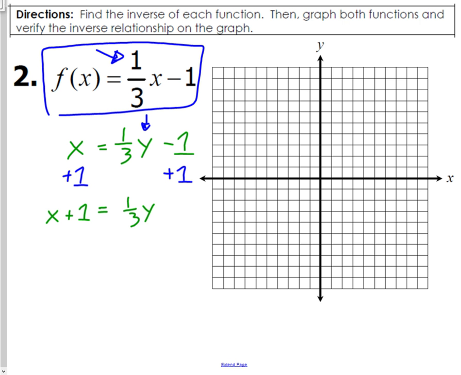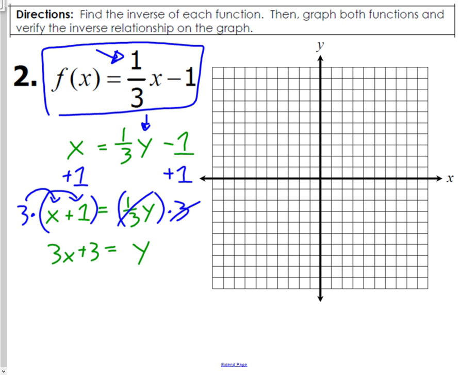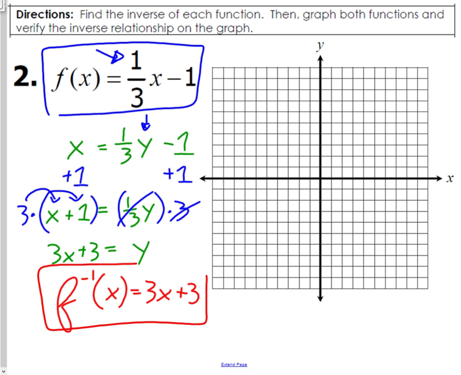A couple of ways you can get rid of that 1/3. Probably the quickest is just to multiply both sides of this equation by 3. Multiplying both sides by 3, well, 1/3 times 3, those cancel. On the left, there's a bit of a distributive property, and that'll leave us with 3x plus 3 equals y. If we wanted to write that in function notation, it would be f inverse, because this is an inverse function, or at least that's what I'm claiming. F inverse equals 3x plus 3.